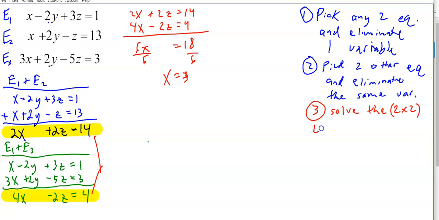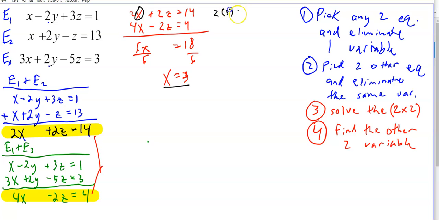The last couple steps here is find the other two variables. In other words, we've got this equation here that's going to be part of our answer, but we've got to plug in, say, x right there. So let's try that. So we get 2 times 3 plus 2z, just like you would in any 2 by 2, equals 14.